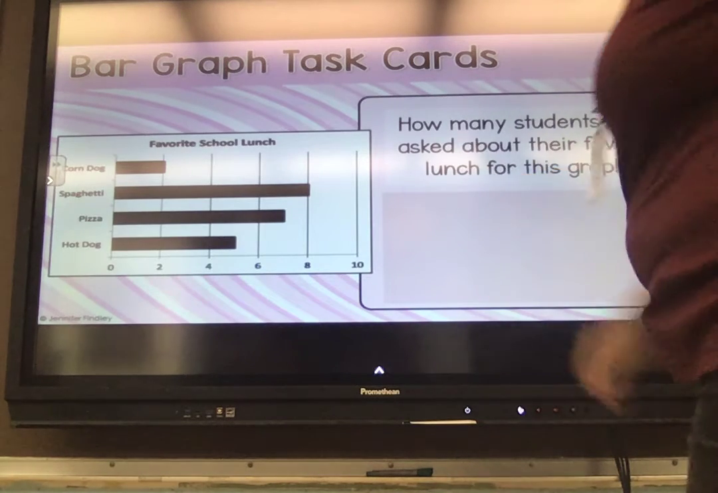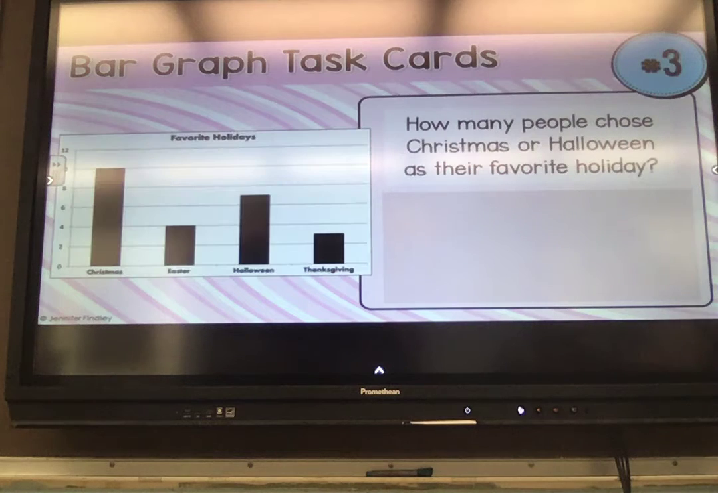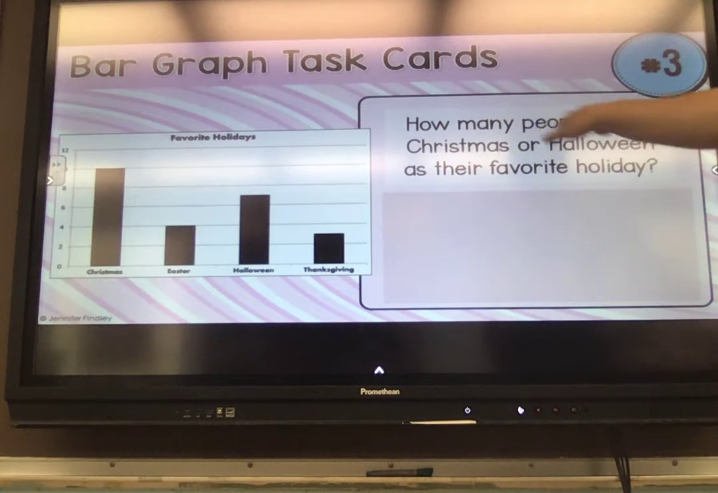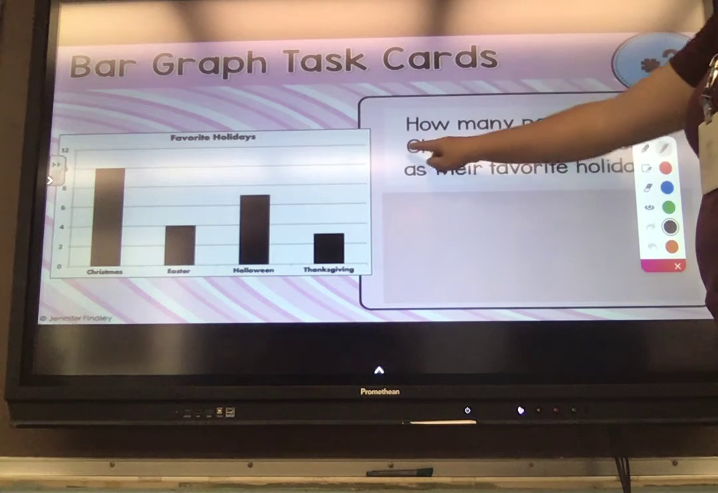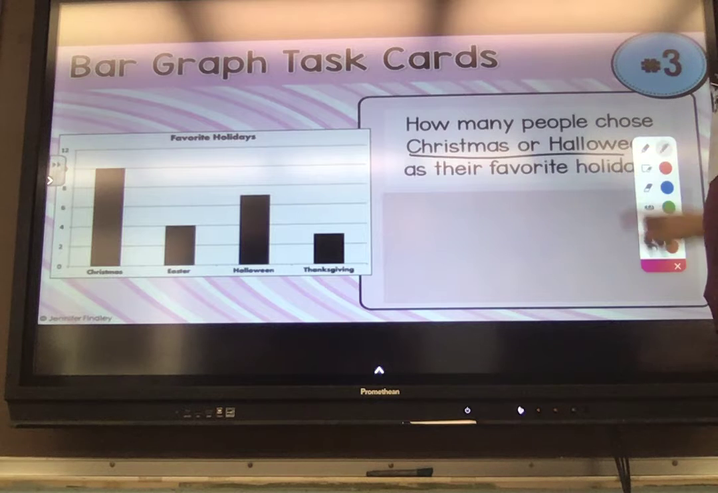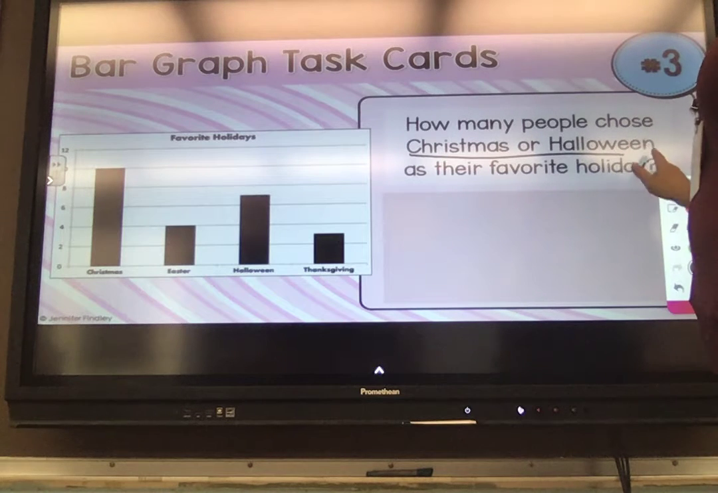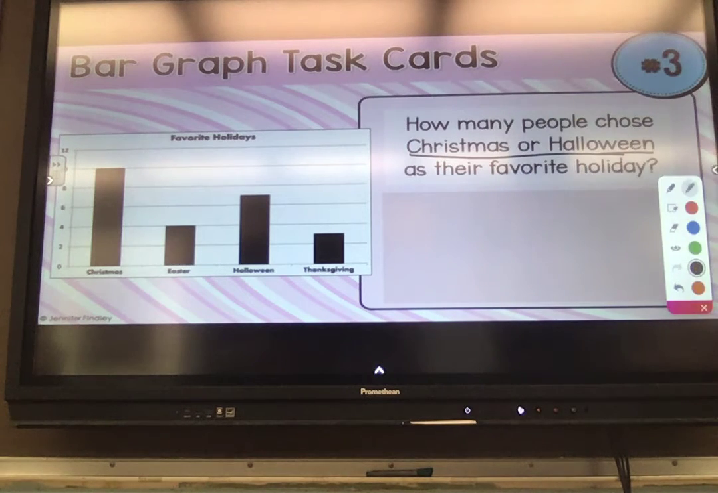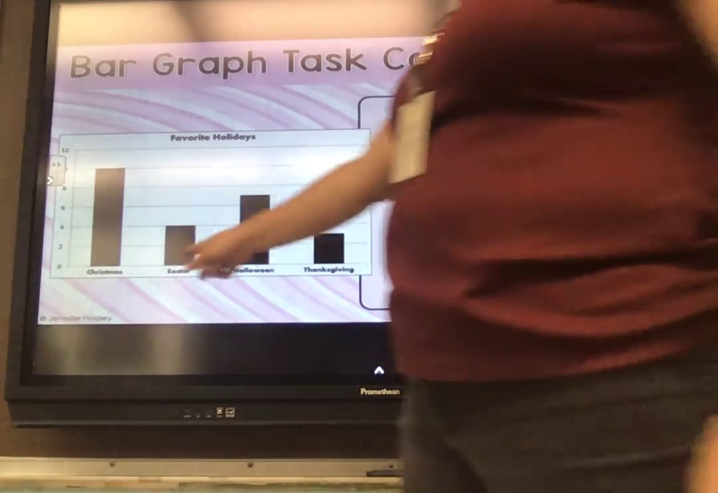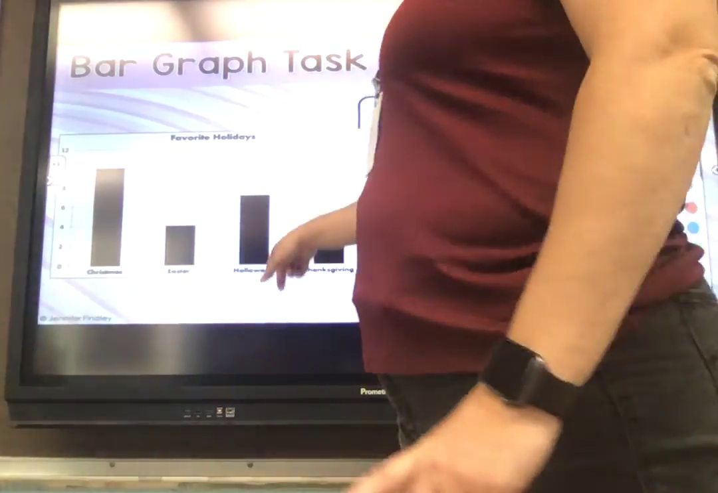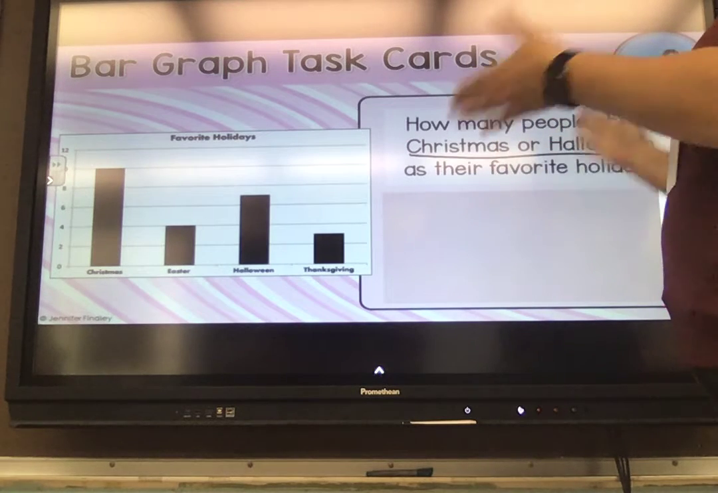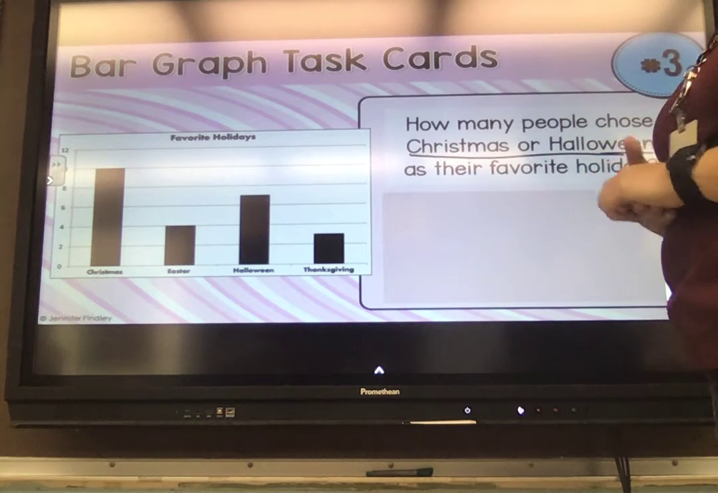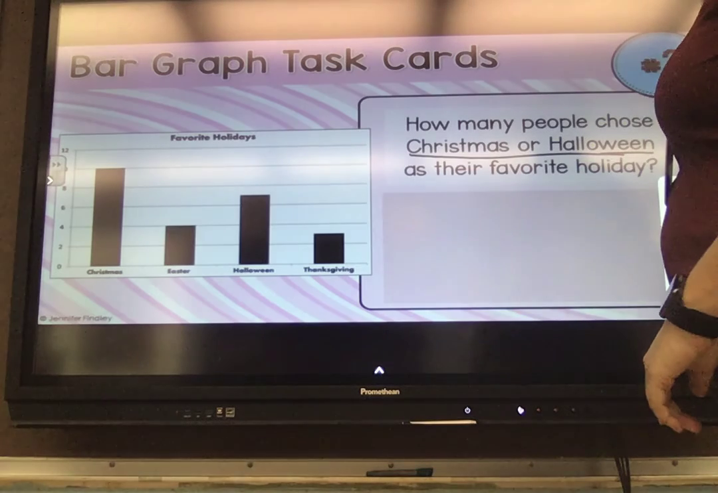Right. Oops, went too far. Let me go back. Slide 3. How many people chose Christmas or Halloween? So I'm not going to answer this one for you. I want you to do it. But where it says Christmas or, that means we're looking at both of them. So you're going to want to put both of those together. So figure out what your Christmas number is. Figure out what your Halloween number is. And we want to put them together because they could pick either one. So we're just going to add those together. And I'll let you add those on your own.